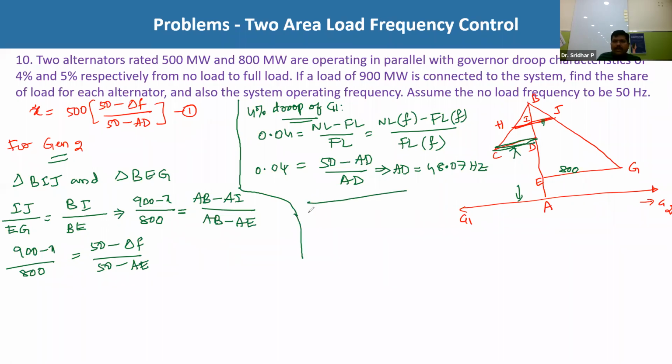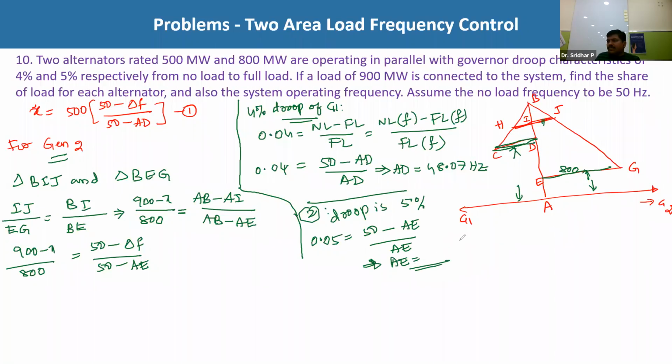So similarly for generator 2, the droop is 5 percent. So 0.05 is equal to, no load is directly I'm writing 50 minus full load. What is the full load? This is the full load, whatever the corresponding frequency. That value is nothing but AE divided by AE. Now if you solve this, you will get the AE value. Please tell me this value also.